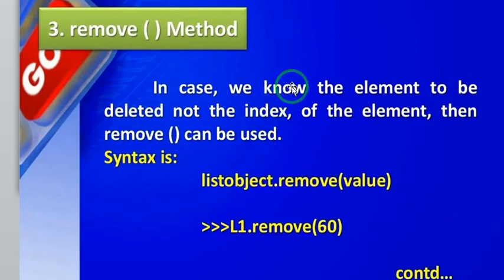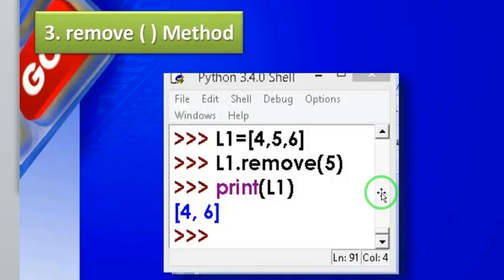Remove is used if we know the element to be deleted and not the index. So we are deleting by the value, and we are not using the index. This is how these three are different. If you're removing 5, it just removes 5. Now 5 is the value, not the index. Please remember that. So it just prints 4 and 6.